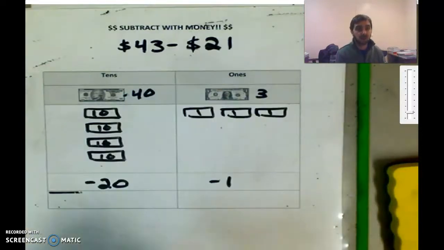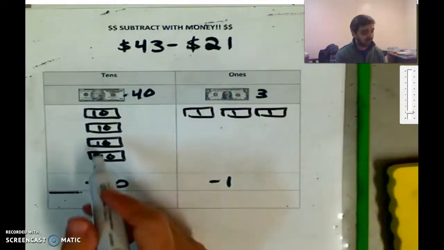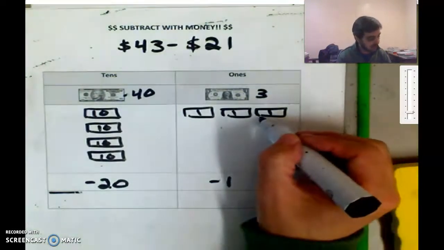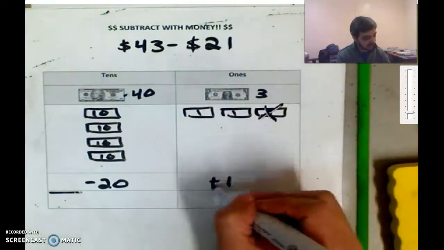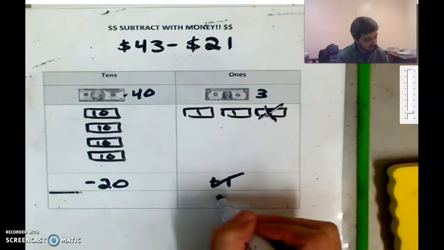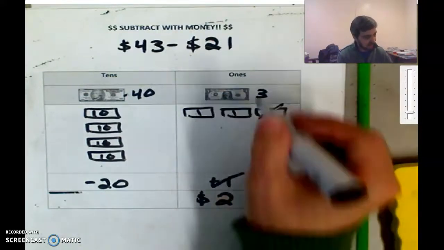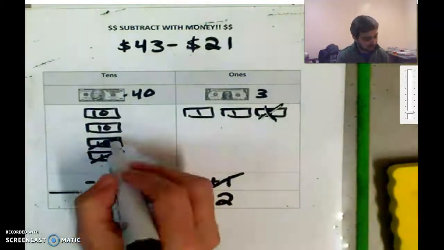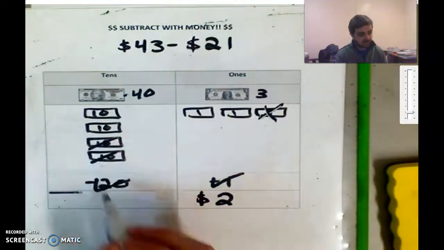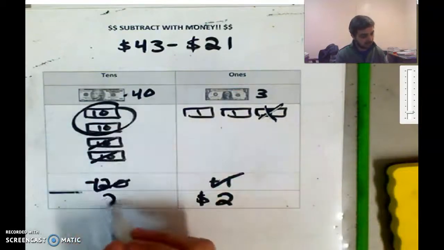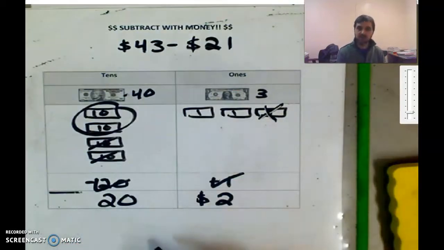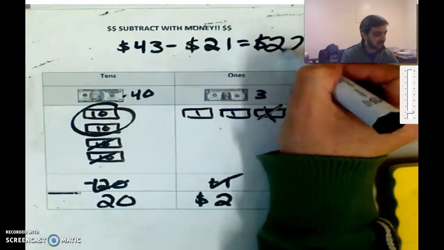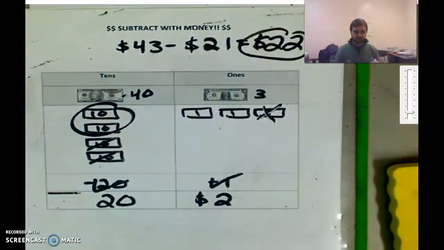All right, so how'd you do? I set it up like this. I have $43, subtracting 21. All right, subtract one of these dollar bills, and I'm still left with $2 bills, right? Because 3 minus 1 is 2. And 40 minus 20 should be 20. Take off 2 of them, take off 20, and I still have 20 left. So I'm left with $22, okay? So you can see that's a lot easier, right? When you don't have to regroup.